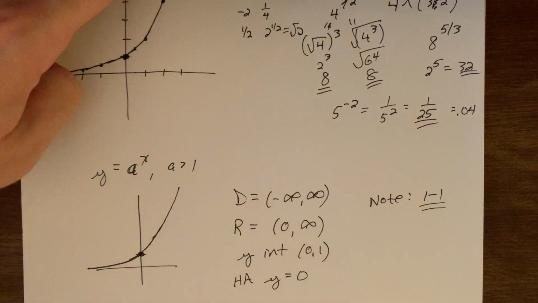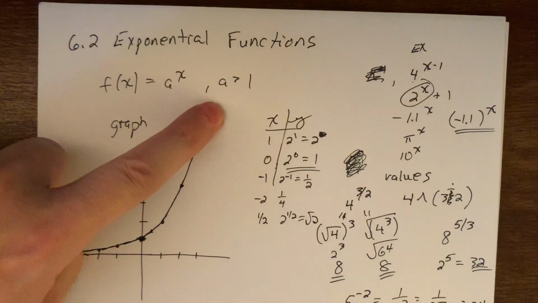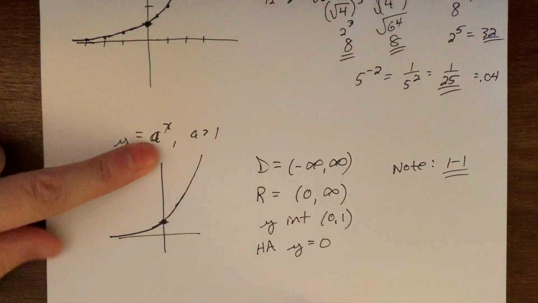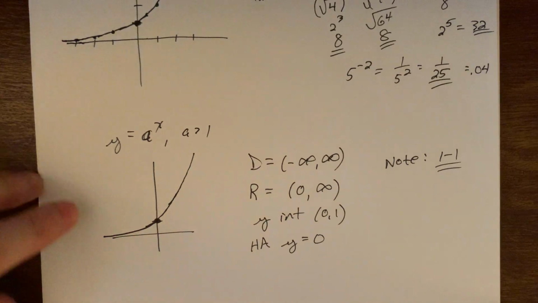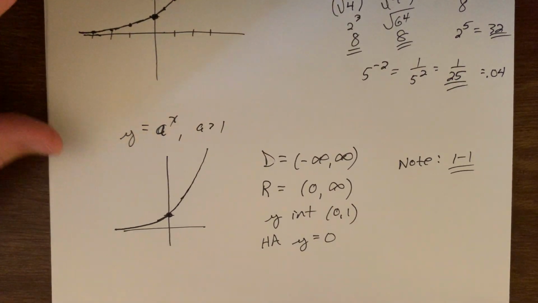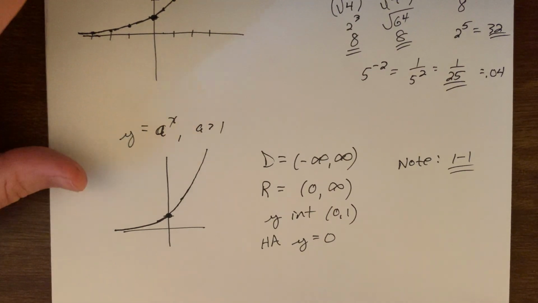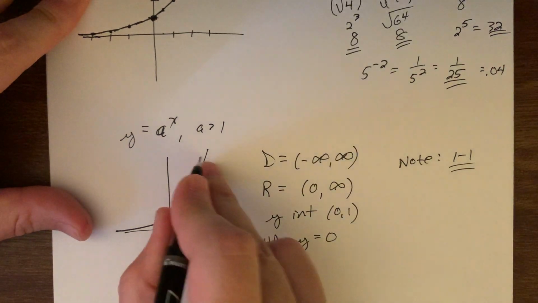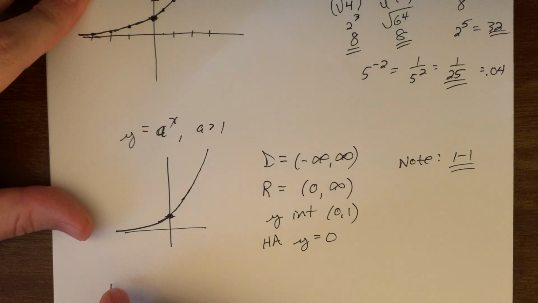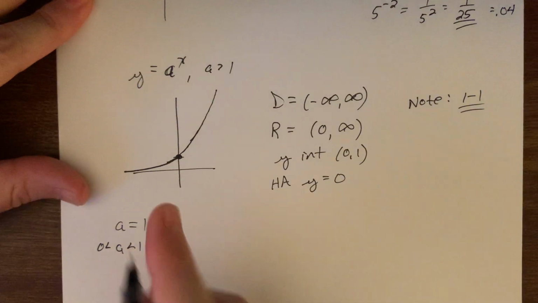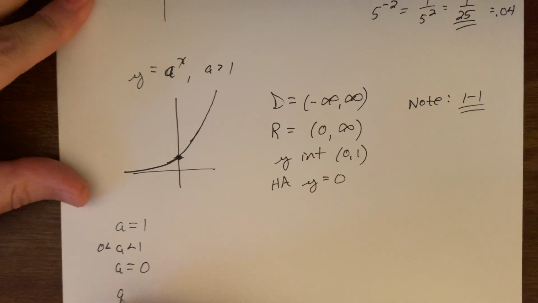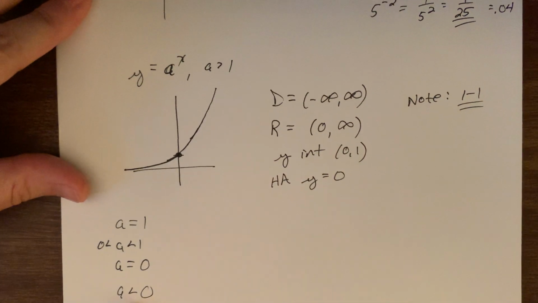But one other very quick thing. I keep using that extra condition that a has to be greater than 1. Why is that? So one more quick note. This is just more for your information. We've got everything established. We've got our basic exponential. But let's just look at a few other cases. Let's look at what happens when a equals 1, when a is between 0 and 1, when a equals 0, and when a is just less than 0.